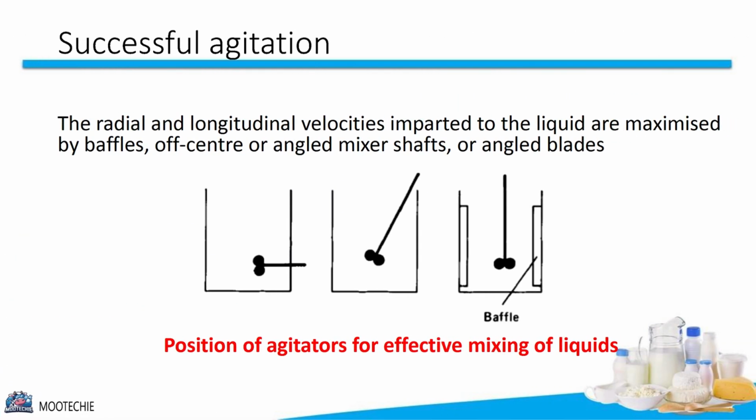Successful agitation is achieved when the radial and longitudinal velocities imparted to the liquid are maximized. This can be accomplished through the use of baffles, by having an off-center or angled mixer shaft, or by using impellers with angled blades. A diagram shows how the position of the agitator affects the flow patterns for effective mixing.